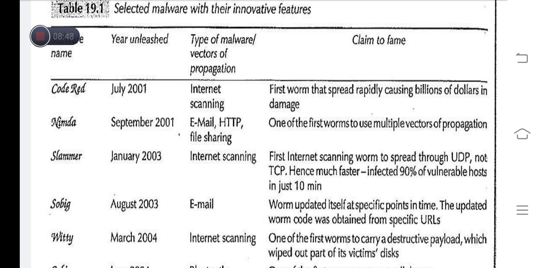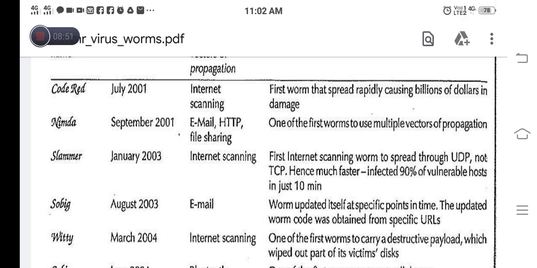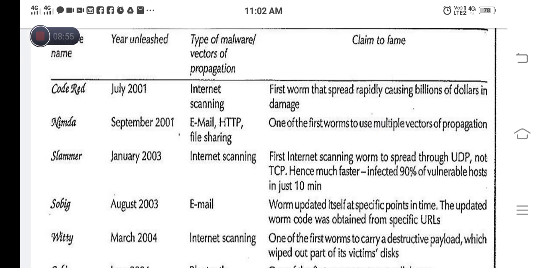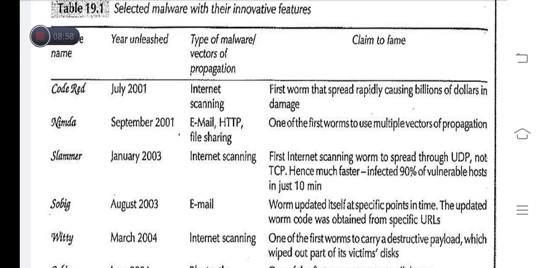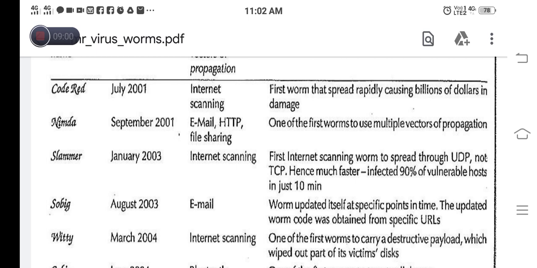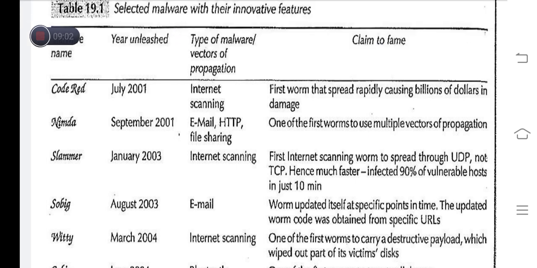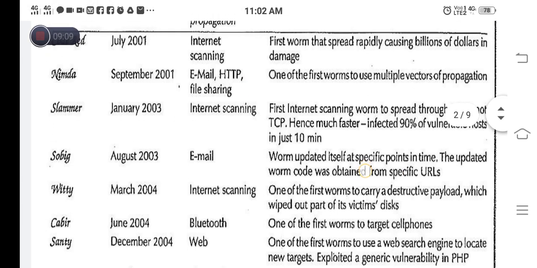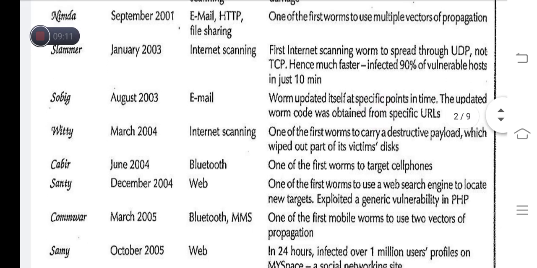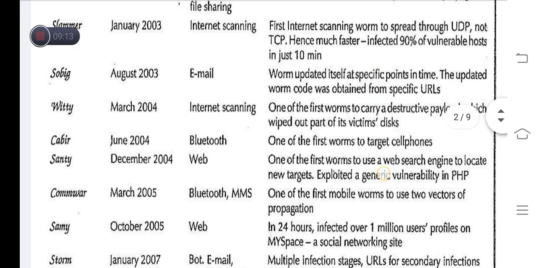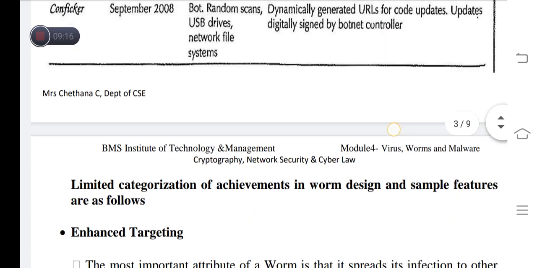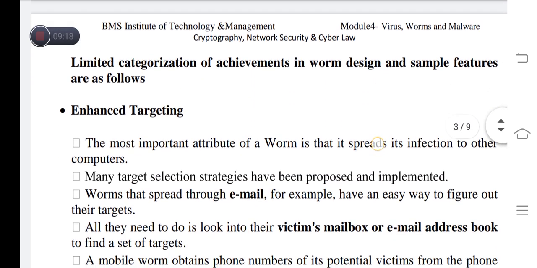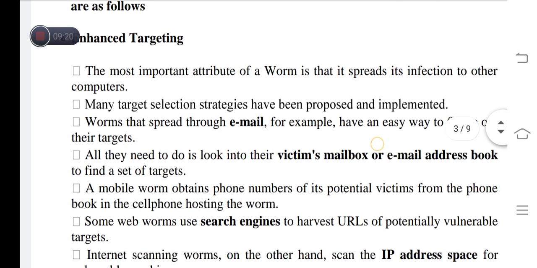Then Nimda makes use of multiple vectors of propagation. For example, it will make use of threads. That is how the multiple vectors of propagation will be done with the usage of the threads. So it will spread through email, HTTP, or file sharing. So this table is with respect to the various worms and the methods adopted by each of the malware. Now let us see the various features of the worms.